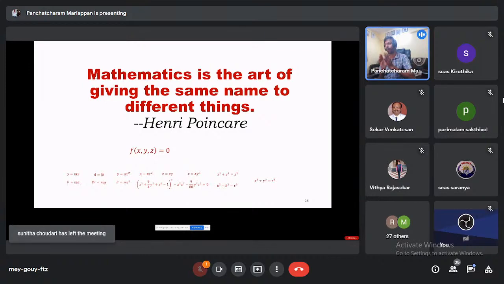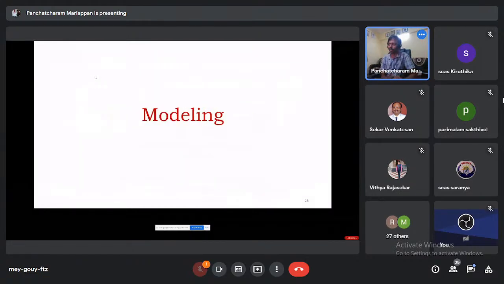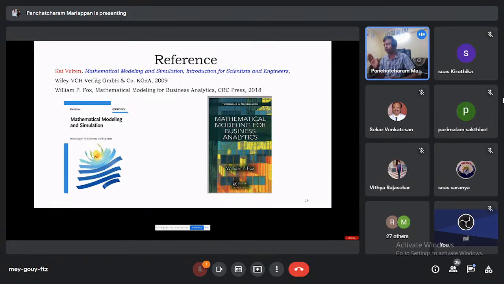So with this simple introduction, I will go ahead with mathematical modeling for business analytics. So what are we going to do? Let us see what modeling is first. Again, we will go to a simple problem. The reference for this talk is taken from two books. One is Mathematical Modeling and Simulation, an introduction for scientists and engineers. For the first 20 or 30 minutes I will cover it, then the next 20 or 30 minutes using mathematical modeling and simulation from the scientific and engineering perspective. Then I will cover the next thing from William Fox.